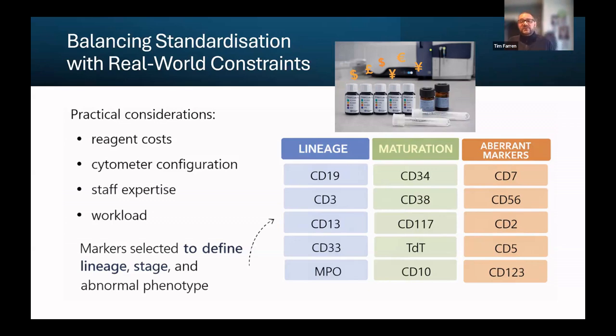Again, this is where the role of the scientist becomes particularly important, because it's the scientists who are increasingly leading on panel validation and panel optimization. We're the ones who are selecting the appropriate markers, ensuring robust performance, and structuring these panels in a way that captures the lineage, the maturation, and of course, aberrant antigen expression. So in effect, we as scientists are the ones who are ensuring that panels are not only technically sound, but also clinically meaningful within their specific diagnostic setting.